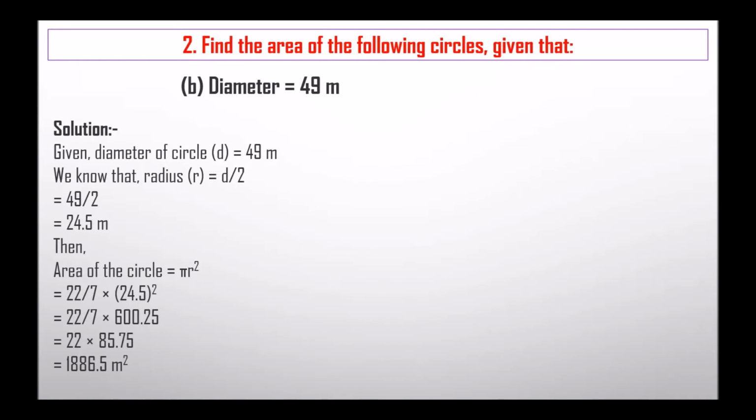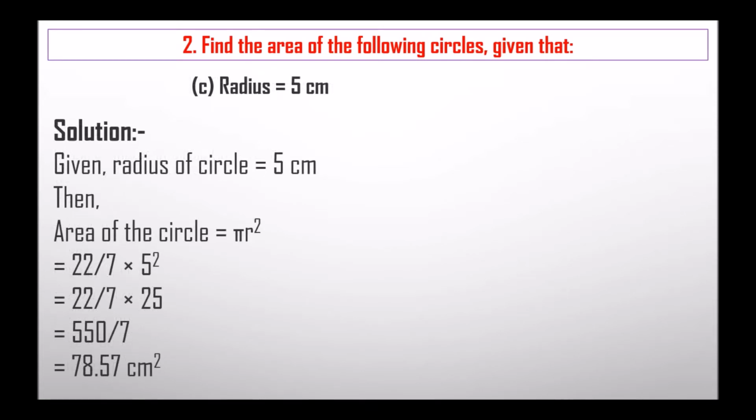Diameter 49 meter. Now diameter of a circle is given, 49 meter. We want radius, so d upon 2. So 49 upon 2, that is 24.5 meter is the radius. Area of circle is pi r square. So 22 upon 7 into 24.5 whole square. So 22 upon 7 into 600.25. We can cut 7 and 600.25. So 22 into 85.75, that is 1886.5 meters square.